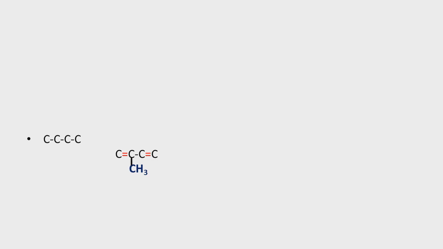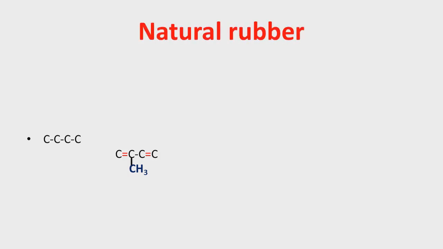Hello students, in this lecture we are going to discuss rubber, which we use for many purposes in our everyday life. Different kinds of rubbers are present and they belong to different categories. Starting with the first category of rubber, which is natural rubber. You have to remember the two characteristics of this natural rubber. That is, it is very elastic in nature.